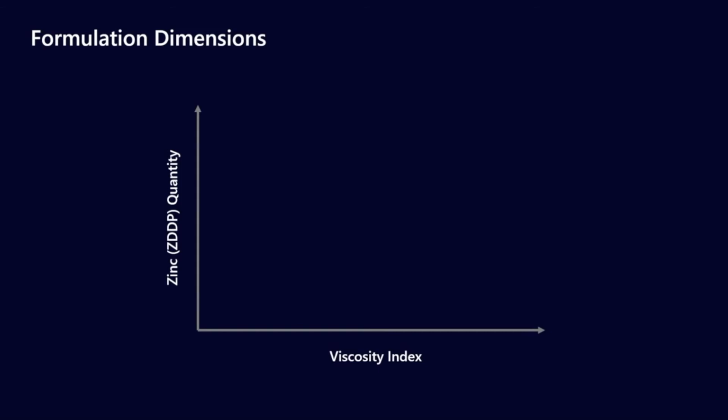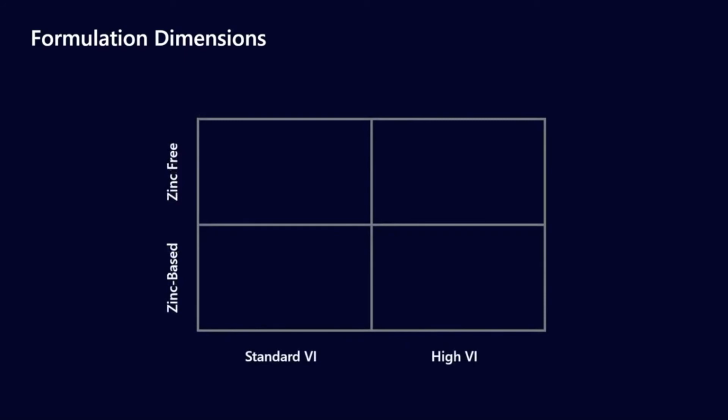Rather than putting them on a continuum, I'm going to make this simple and divide it into kind of 4 quadrants. So we've got standard VI and high VI on the x-axis, and zinc-based anti-wear packages versus zinc-free anti-wear packages. So this will give us a bit of a framework to talk about the different options.